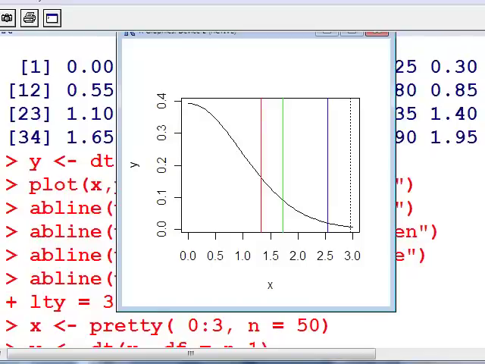So with that change, when I told X, I gave it the R command pretty, and it went from 0 to 3 at 50 points. R seemed to like that a little bit better. And so now we have all the graph out with the interesting results. This is a T example. That's a T distribution curve.